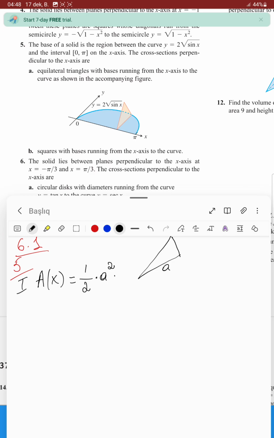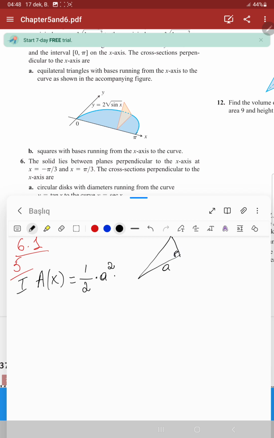As it is an equilateral triangle, our angle will be 60 degrees, so times sine 60. Okay, what is a?